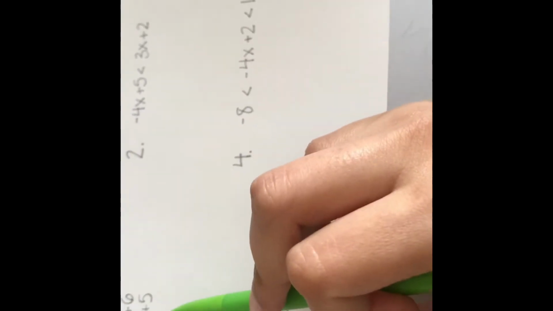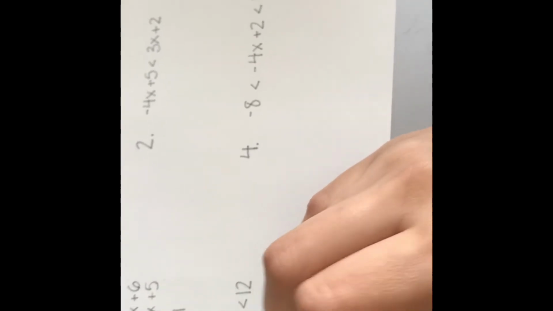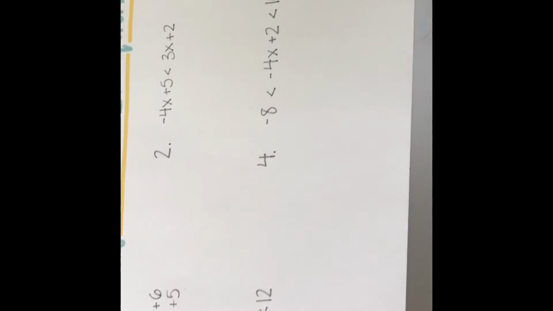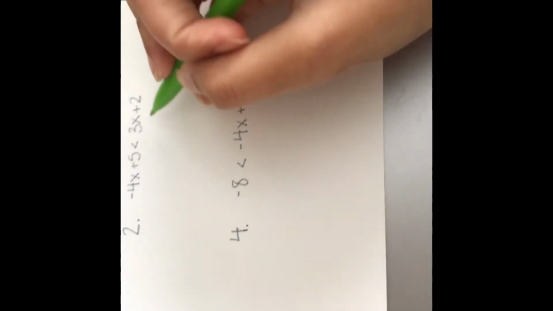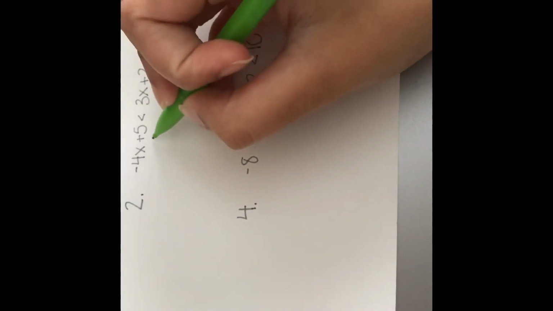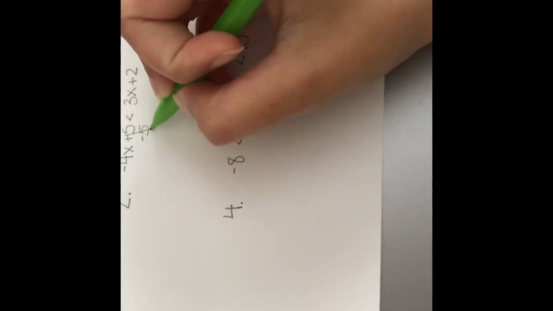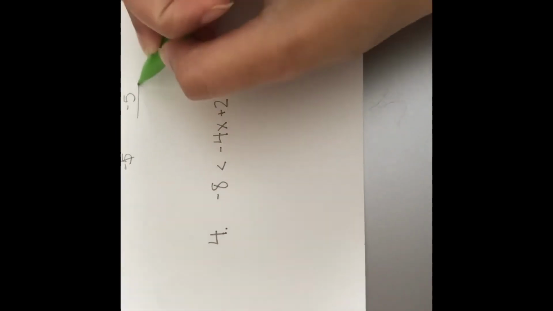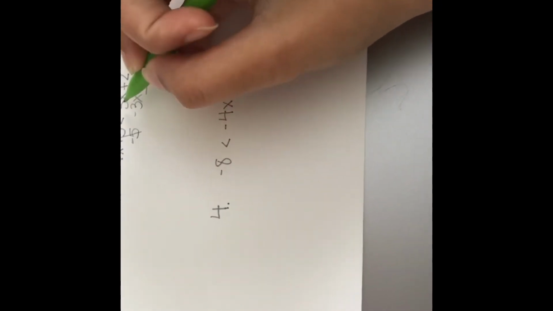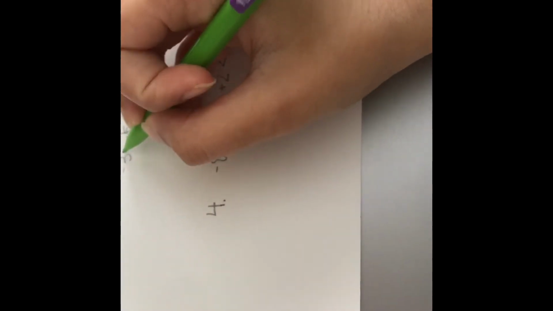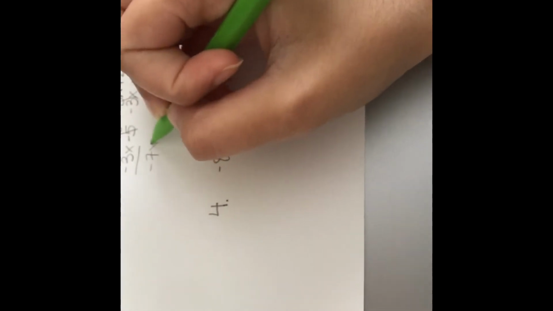The second one is negative 4x plus 5 is less than 3x plus 2, and for this one you're going to learn a new rule. So you want to get your variables on one side, so you're going to go ahead and subtract 5 on both sides to get negative 3, and then subtract 3x on both sides to get negative 7x. So you have negative 7x is less than negative 3.